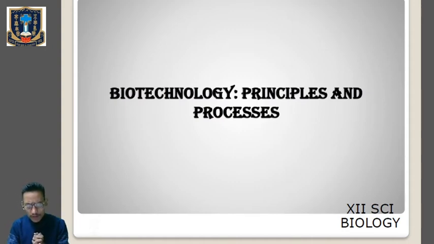Under genetic engineering, we learned about the formation of recombinant DNA, because Herbert Boyer and Stanley Cohen were the first to produce recombinant DNA. So this is what we discussed in the first class. Today we will continue with the same topic, that is recombinant DNA only.